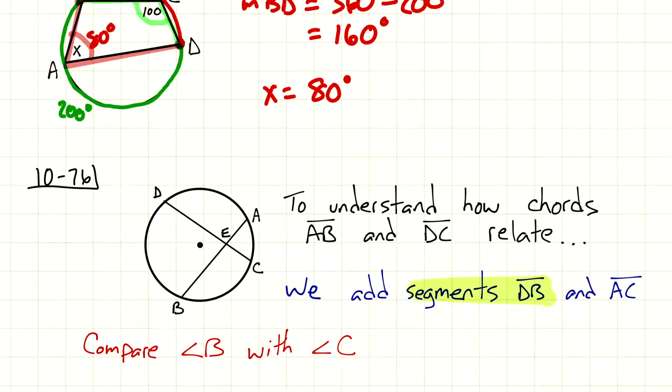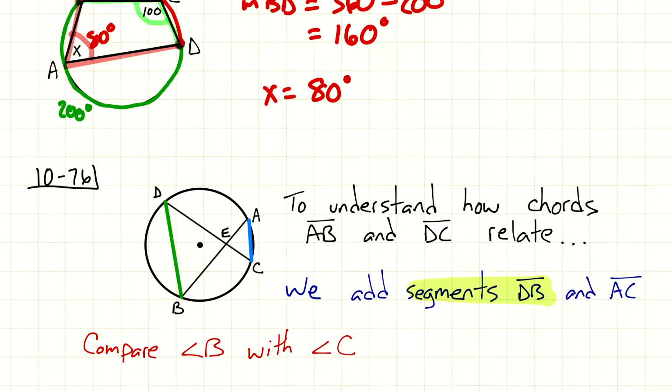To better understand how they're related, we're going to add segments DB and AC. So I'll draw a line from D to B and a segment from A to C. Oops, see if that kind of fits. All right, so you should notice as we draw in these extra lines, we've actually created two triangles.